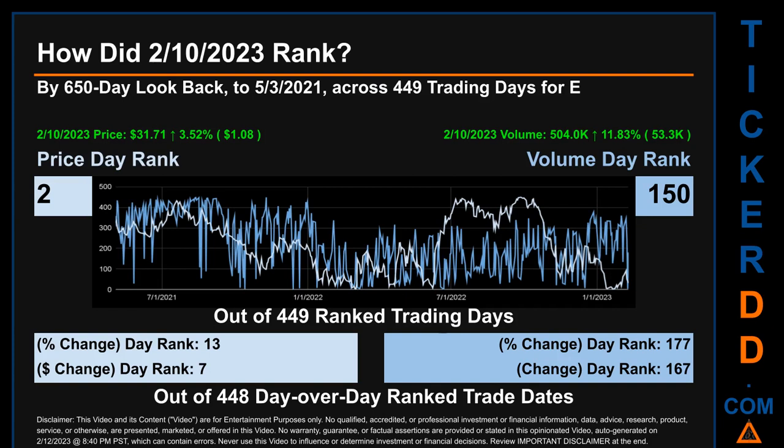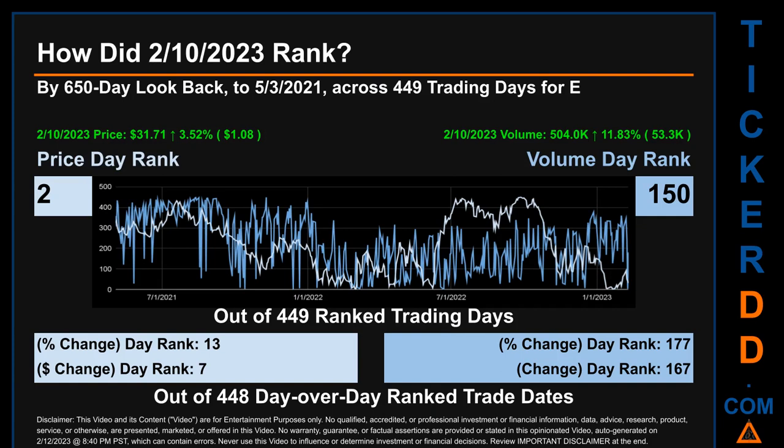How did the 10th of February 2023 rank for E by 650 calendar day? Look back to the 3rd of May 2021, across 449 trading days, of which the 10th of February 2023 price ranked 2 while its volume ranked 150. Each of the 449 trading days were ranked amongst themselves by highest end of day price and volume, with a rank of 1 being the highest and 449 being the lowest ranked day.